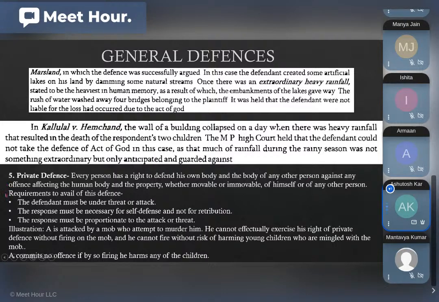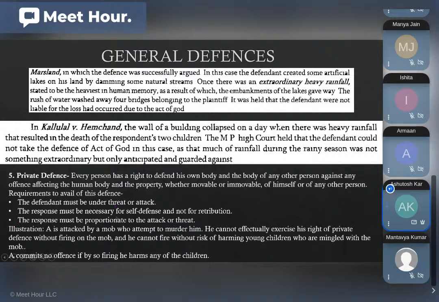क्या क्या requirements satisfy करने हैं to avail this defense? The defendant must be under threat or attack. See, plaintiff file कर रहा है एक case. Let's say तुम किसी के घर में घुस गए थे and you had attacked them and they shot you गन से, you are filing a case against them कि he shot me. Of course, the person who shot you had the right of private defense. क्यों? Because the defendant was under threat or attack.